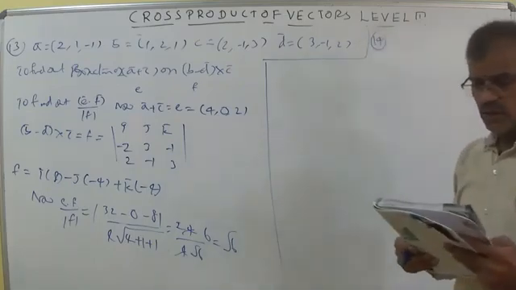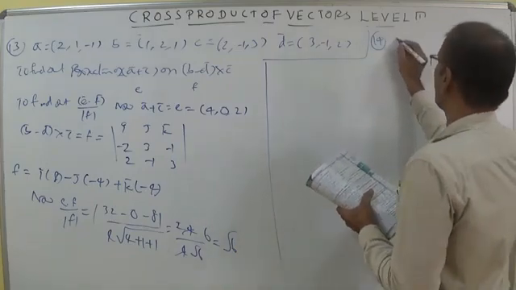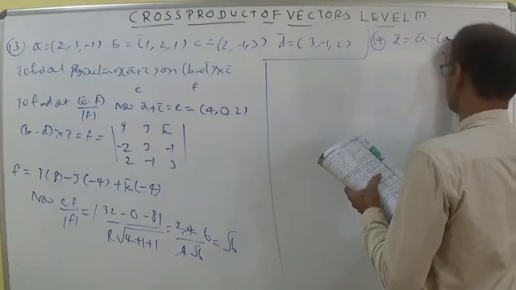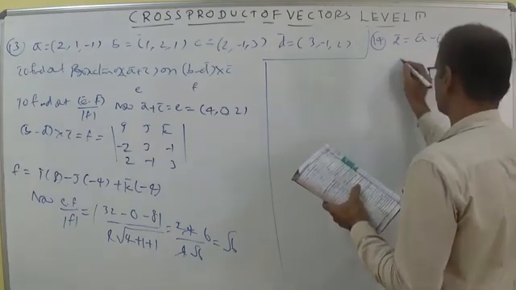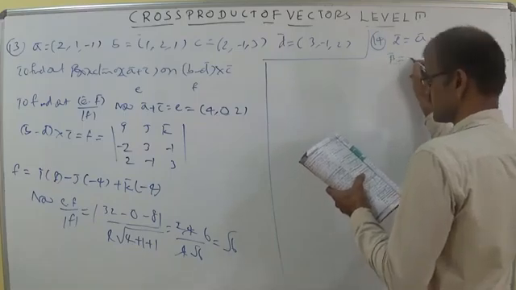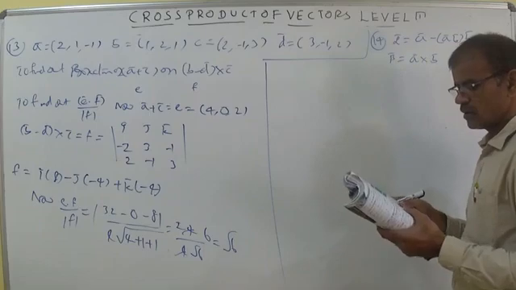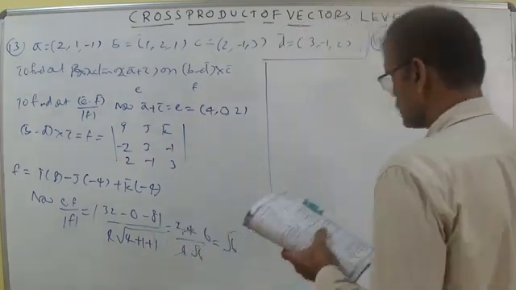14th question. A bar, B bar are two non-collinear vectors. Alpha bar is equal to A bar minus (A bar dot B bar) into B bar. That is the first vector. The second vector, beta bar, is given as A bar cross B bar. Then, according to the options, we should calculate.